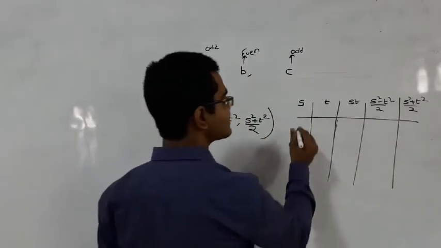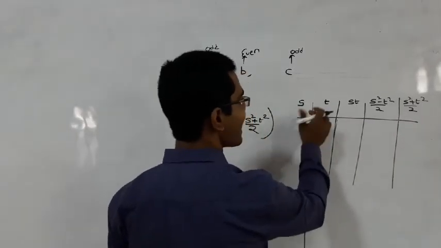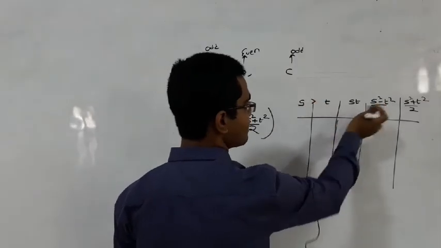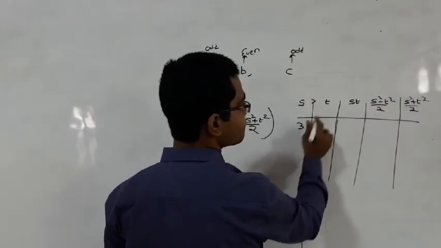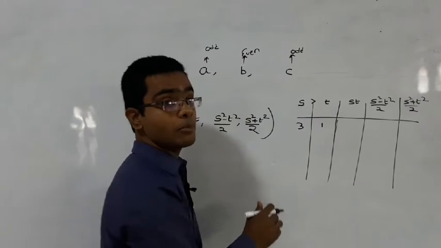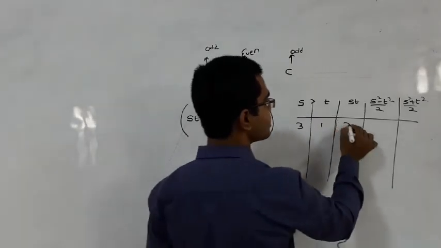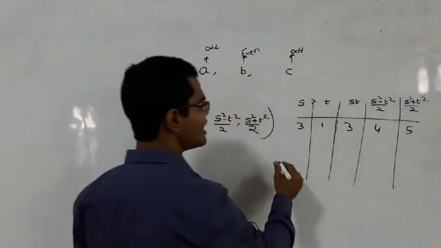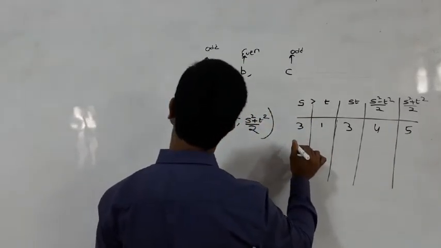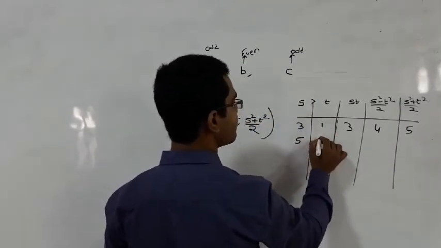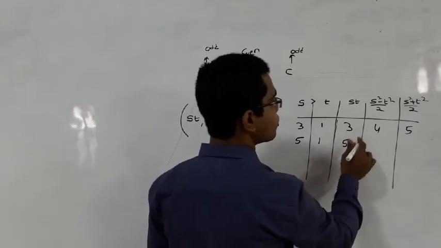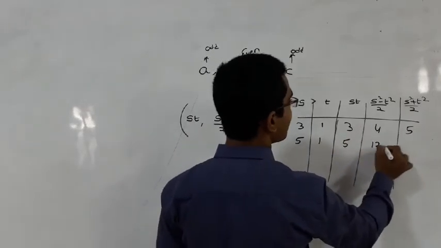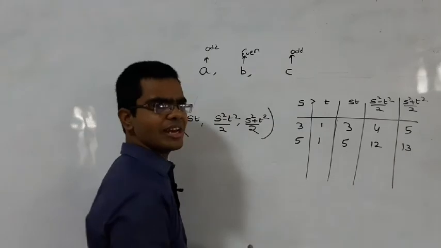Now S has to be greater than T. Let's take S as 3 and T to be 1. Yeah, they are relatively prime to each other and they are also odd numbers. 3 into 1, 3. 3 square minus 1 by 2, 4. 3 square plus 1 by 2, 5. Take any number. Let's take again 5 and T can be again 1. 5 into 1, 5. So 24 by 2, 12, and this will be 13. I think easily you can calculate that.